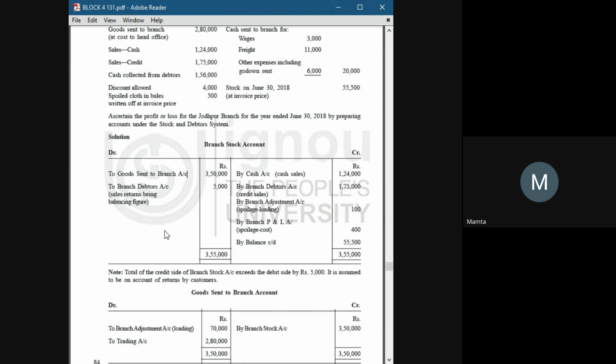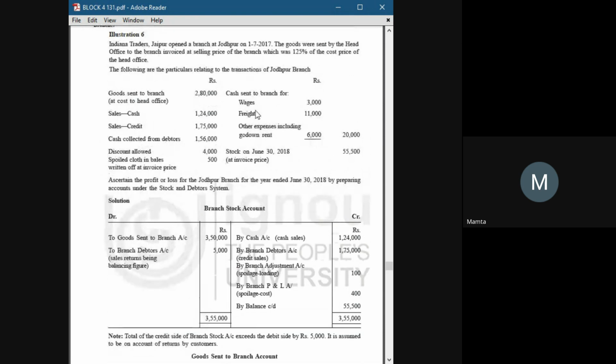Understood? Stock increasing means stock is coming to the branch, that means the debit side. And if the stock is going out of the branch, that means the credit side. So let's take it one by one. First thing, goods sent to branch 2,80,000. It is at cost price, cost to head office. But now the amount we need is at the selling price, so we need to put 125% of 2,80,000. And when we do 125% of 2,80,000, the amount we get is 3,50,000.